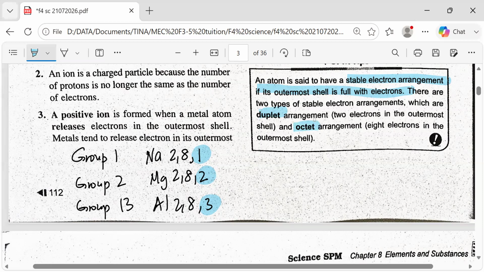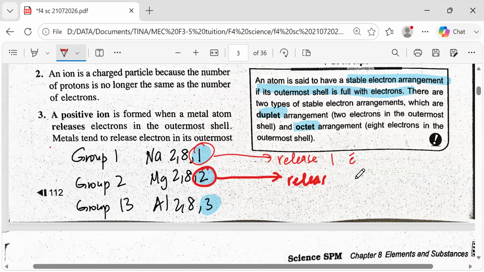Group 1 got 1. They don't like being 1. They want to be 8. What are they going to do? Go and take another 7 electrons or throw away 1 electron. Throw away 1 electron. So everybody in group 1 will release 1 electron. Everybody in group 2 will release 2 electrons. And everybody in group 3 will release 3 electrons.